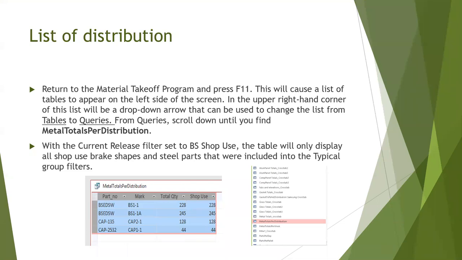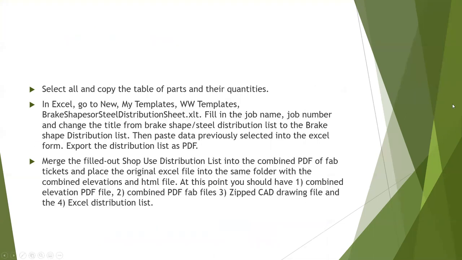From queries, scroll down until you find metal totals per distribution. With the current release filter set to BS shop use, the table will only display all the shop use break shape and steel parts that were included in the typical group filter. Select all and copy the table of bars and their quantities.